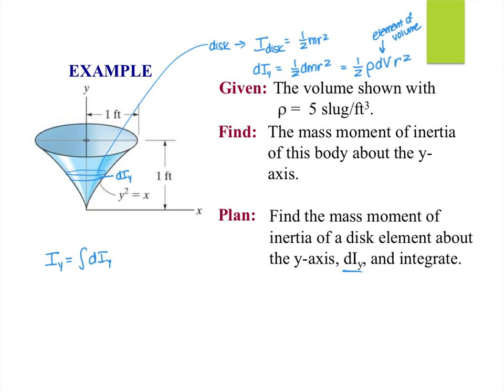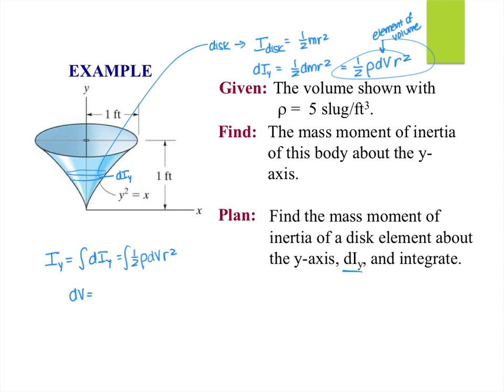Times r squared. So that's what I'm going to use to help me write the moment of inertia dI. I'm using this idea that I got right here: 1/2 rho dV r squared. Now, let's tackle dV first.